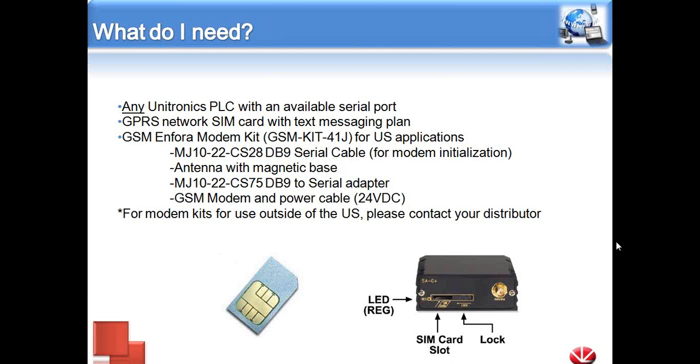You're also going to get an antenna with a magnetic base. You can get an MJ1022CS75. That's a DB9 to serial adapter. Looks identical to the CS25, which is our programming adapter. Although it looks similar, it actually does have a different pinout, so you can't interchange the two, but it's included in the kit, so just make sure you grab the right one.